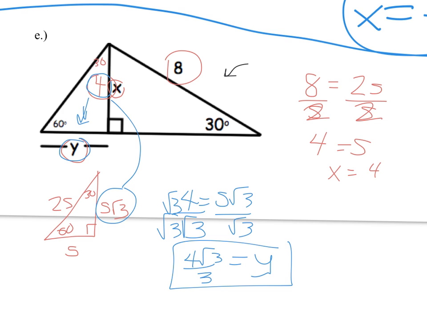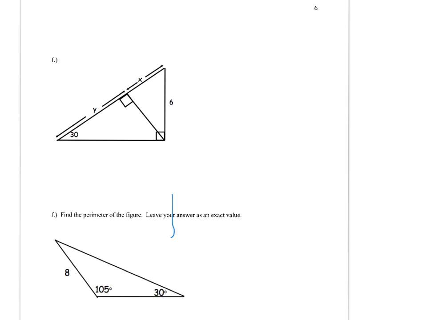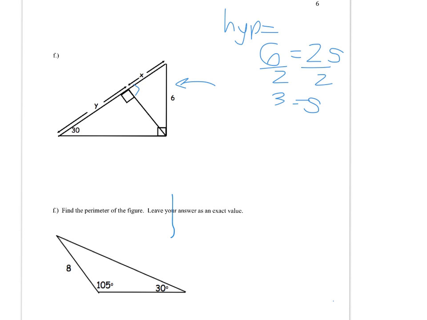Okay, let's go to F. Once again, we have 2 different triangles in F. We have to start with this one on the right. And on that one, they're giving me the hypotenuse. So therefore, I'm going to set the hypotenuse equal to 2s. So 6 is equal to 2 times the smaller side. And that tells me that the smaller side of that triangle is going to be 3.